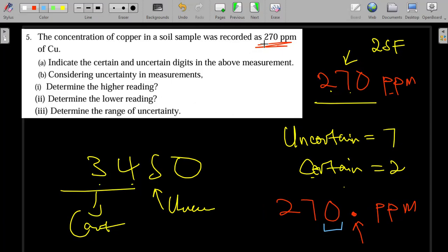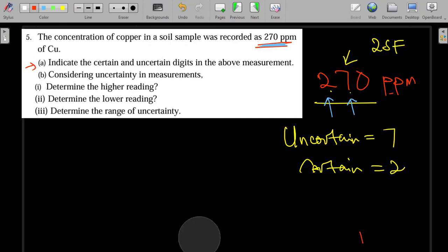But in our case, the way it has been given here, the uncertain digit is the 7, and the certain digit is the 2. Now that we've indicated the certain and the uncertain digit, it will help us find the uncertainty. So how do we find the uncertainty?